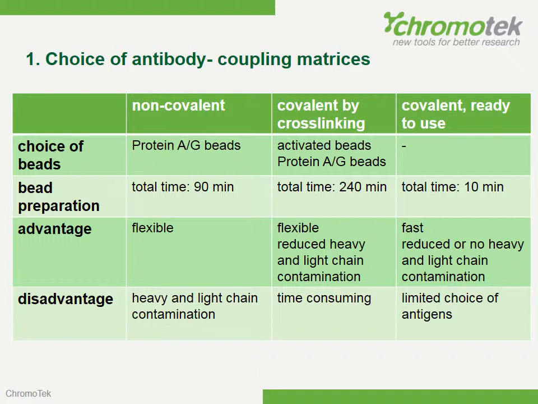A third option is to use beads that are ready to use. You just take them out of the fridge, wash the beads, and start your IP. This system is very fast, and since the antibody is cross-linked to the beads, you again have reduced or even no heavy and light chain contaminations in your downstream application. The disadvantage of ready-to-use beads is the limited choice of antigens. So ready-to-use beads are probably not available against all proteins you are interested in.